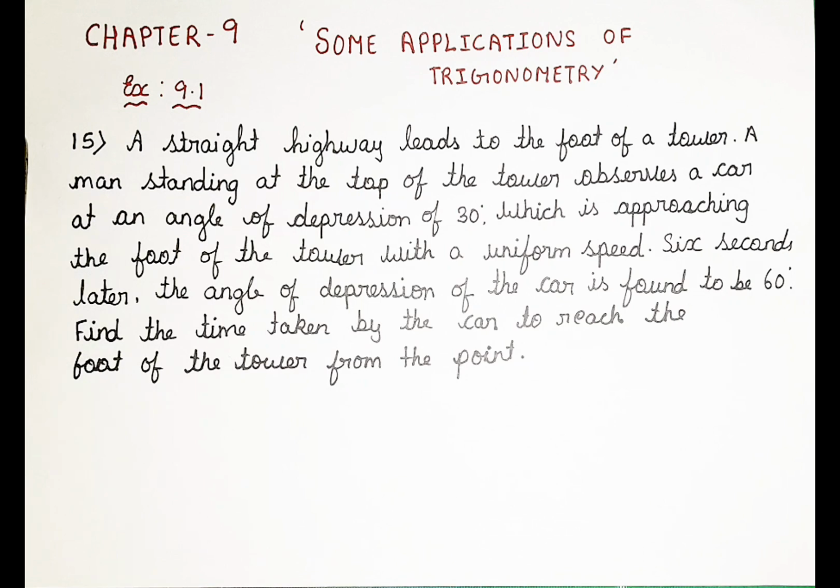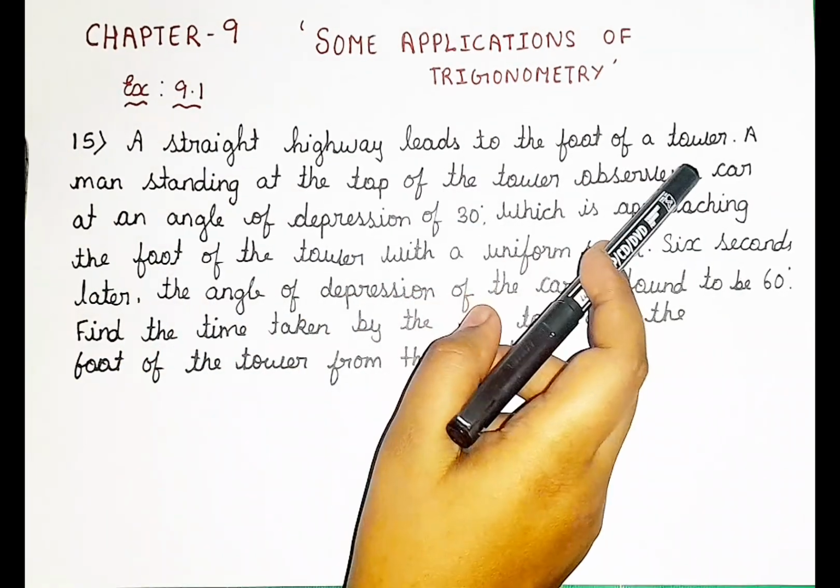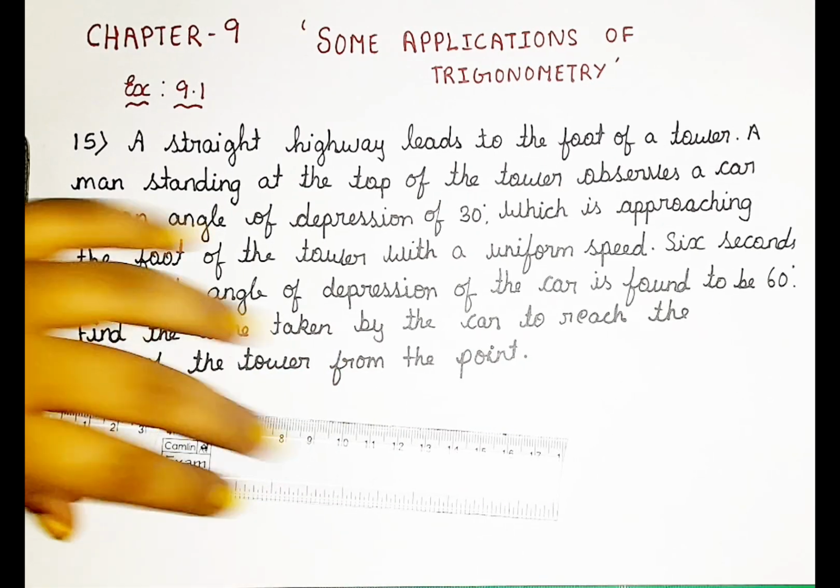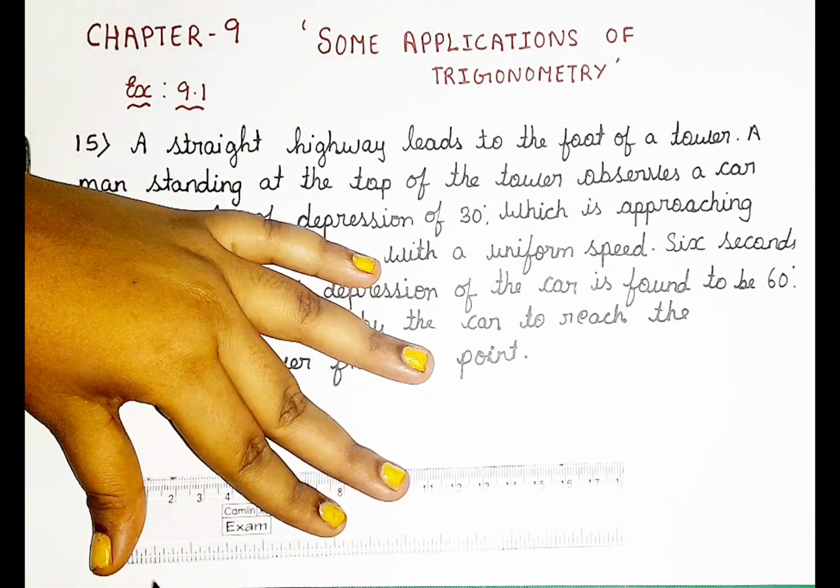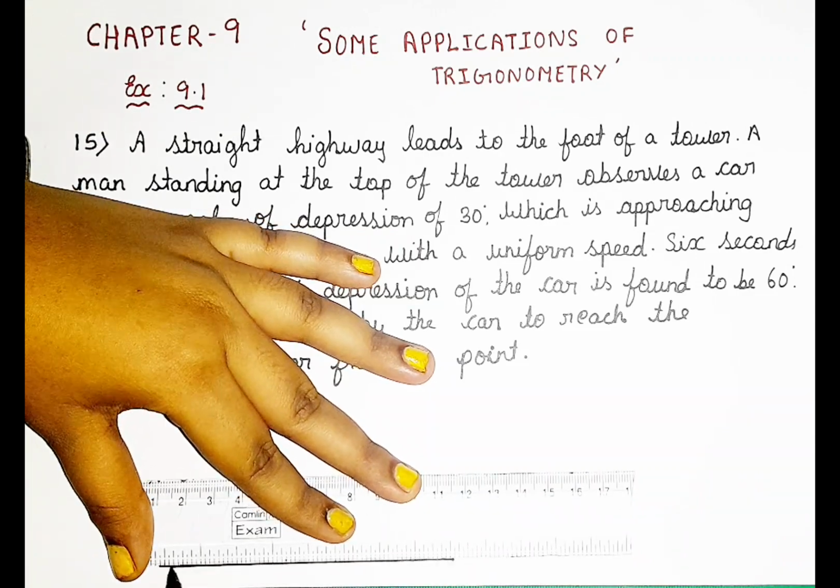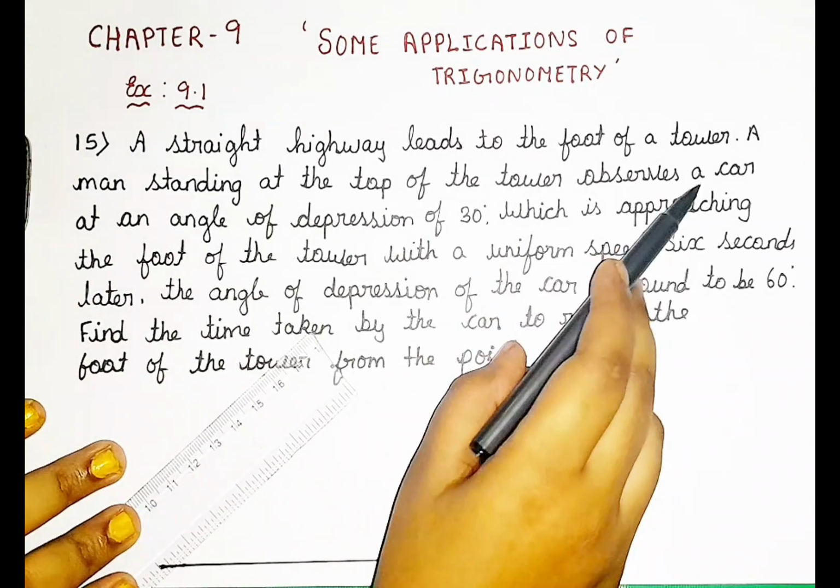Okay. So now by reading the question, let us draw the figure. A straight highway leads to the foot of the tower. So now let us draw a highway. The highway is at ground level, isn't it? So let us draw a highway. This is the highway. So this highway leads to the foot of a tower.